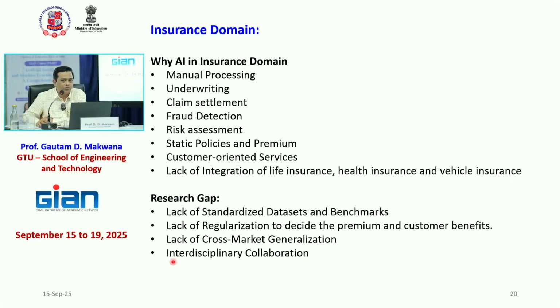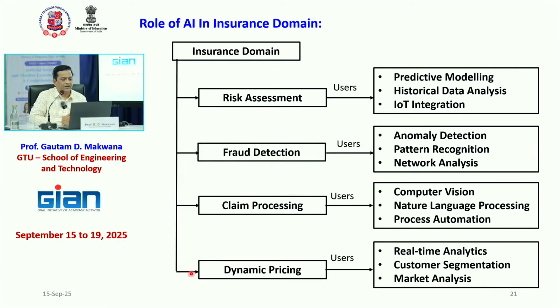Then there is interdisciplinary collaboration. If I talk to someone sitting in the policy office and ask about AI, they are not experts in AI. They are experts in their own domain. So we need interdisciplinary collaboration to include AI in insurance. So these are the roles of AI in the insurance domain.